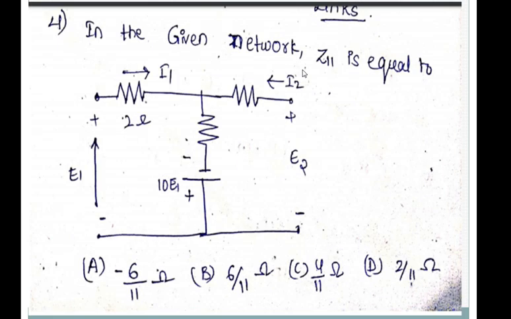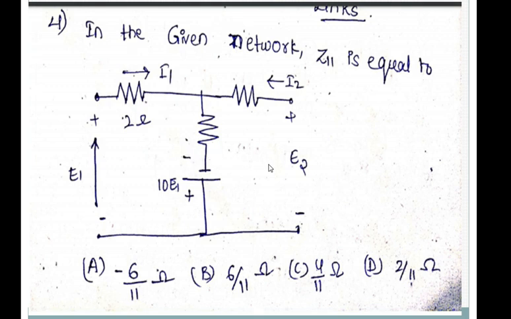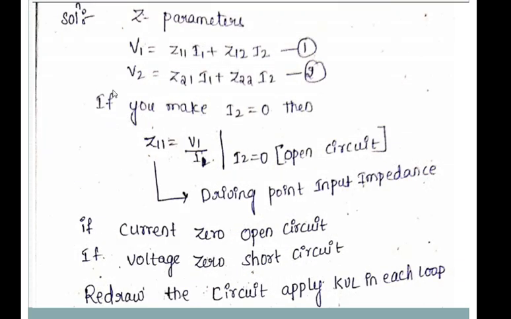So here comes the fourth question. In the given network, Z11 is equal to. In order to calculate Z11, first we have to know what Z is. These Z parameters are also called the impedance parameters. Similarly, we have the Y parameters, ABCD parameters and H parameters. The Z parameters are given by V1 equal to Z11 I1 plus Z12 I2, and V2 equal to Z21 I1 plus Z22 I2.